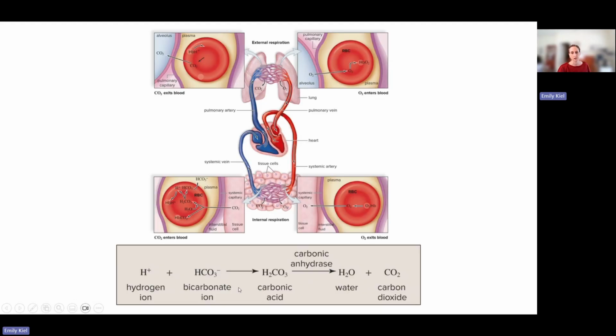We are familiar with oxygen and with hemoglobin, but carbon dioxide is transferred in the body a lot as the bicarbonate ion. And that's because carbon dioxide and water will form carbonic acid. Carbonic anhydrase will take that carbonic acid and turn it back into water and carbon dioxide. And then that carbonic acid in the blood is going to break down into bicarbonate and hydrogen.